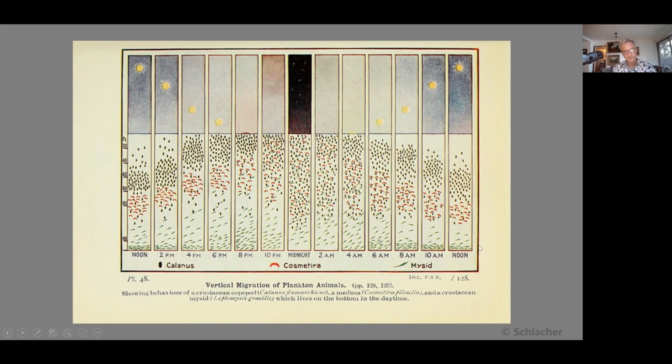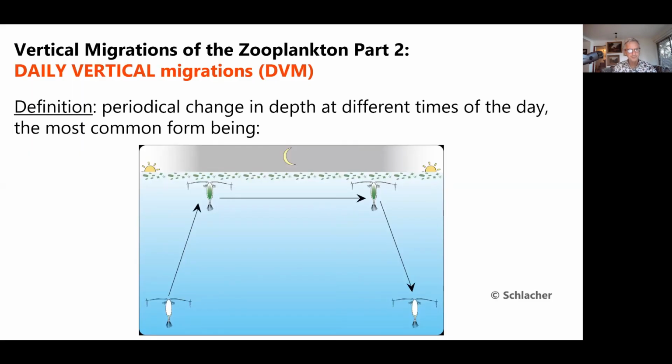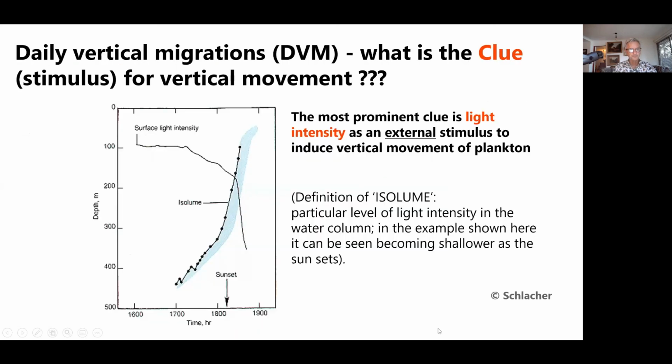You might say, come on, somebody just made that up, because they threw up those little mysids here. And here's another one. Basically, at dusk, you go up, then you stay at the surface for a while, and then you go down. But what we do know now is that we can measure the particular light level which makes plankton migrate. It's called the isolume. So based on the isolume, you can either go up or you can go down, depending on what the light level is.